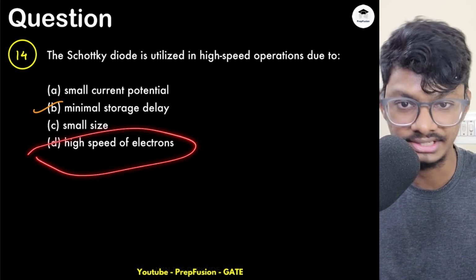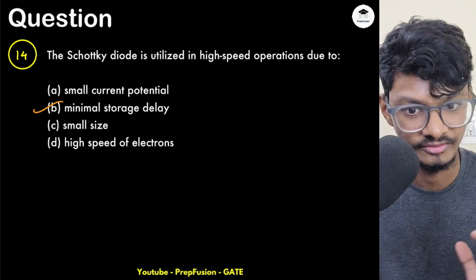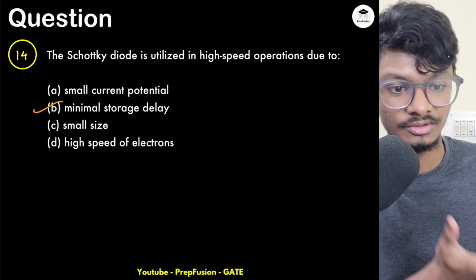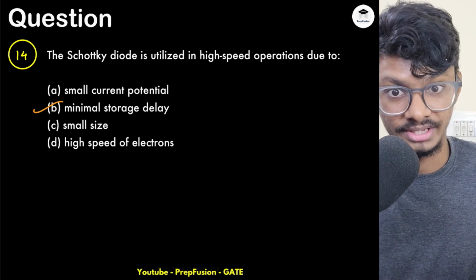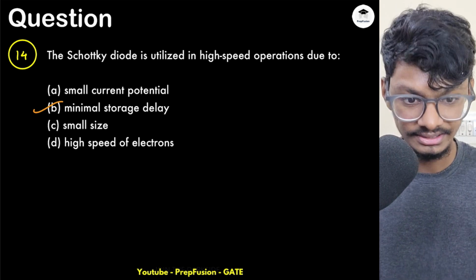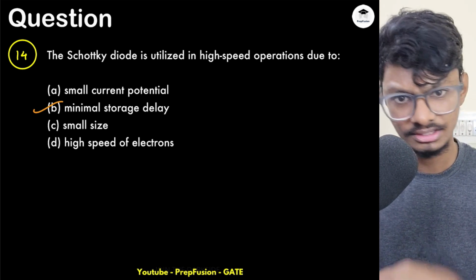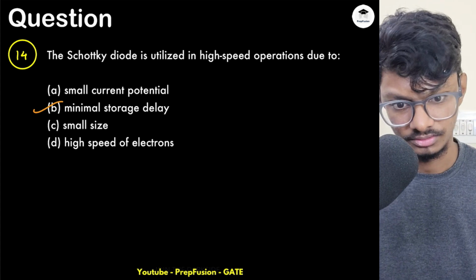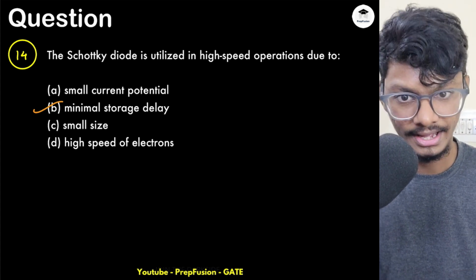Electrons are charge carriers everywhere, so the speed is the same everywhere. It's not the case that in this particular device the speed of electrons will be higher than the speed of electrons in normal p-n junction diodes. That won't be the case, right? Charge carriers are electrons in other devices as well. Okay, so that won't be the case. This will be the answer of this question.